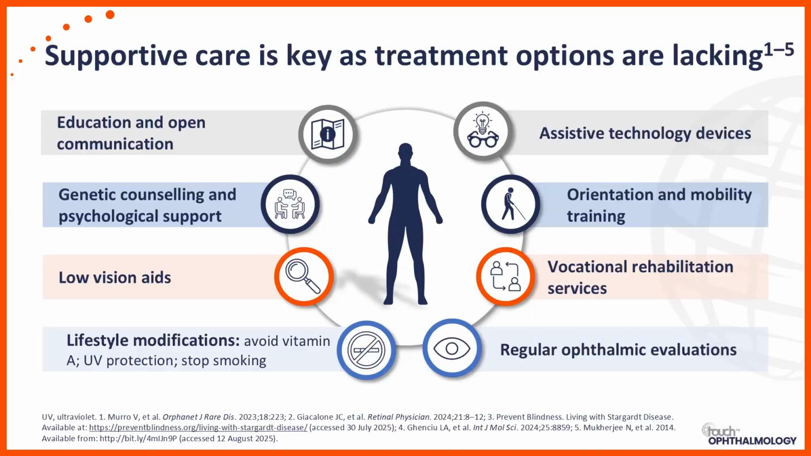So basically, it's a combination of education, open communication, the use of low vision aid, assistive technology, mobility training if they need it, vocational rehabilitation. And we should not forget that these patients need to come in for regular eye exams, because they could develop something else that needs to be addressed. They can develop cataracts, they can develop glaucoma, they can develop other issues. They may need a good refraction and a new pair of glasses. So their routine eye exam, regular eye exam is critical.